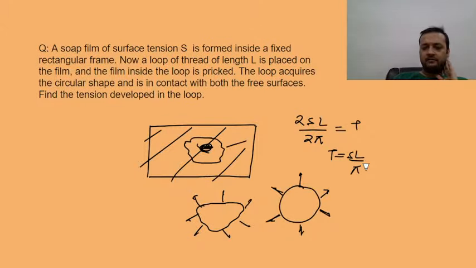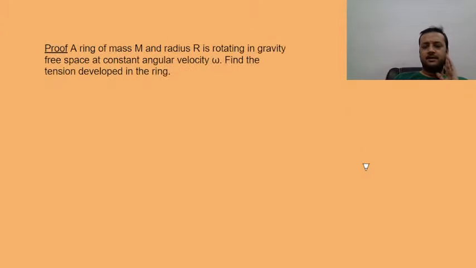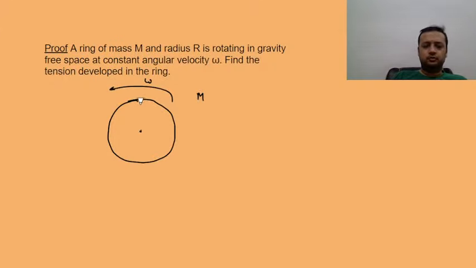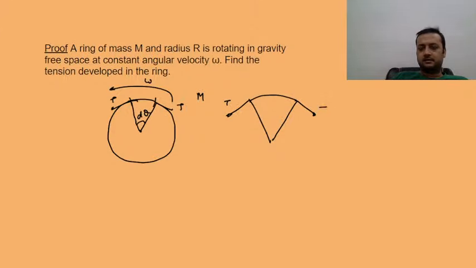Now, how can we prove this? Very simply, again, I have taken the same question. I will show you two different methods to prove this. So suppose this ring was moving at an angular velocity of omega. One method which most of you would have done is taking this element, and let's call this angle d theta. So I'm showing you this element. Tension will be acting like this, T and T. This angle is d theta. So here you can see tension will be acting like this, T and T, right?